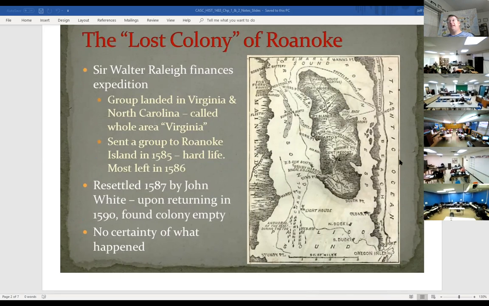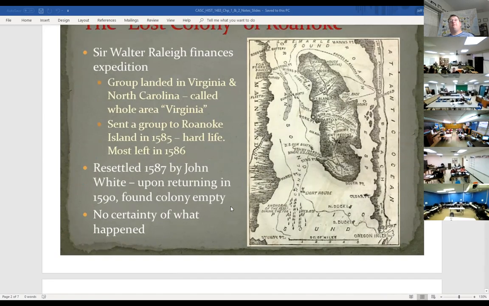And when he came back in 1590, everybody was gone. Now, there was no sign that they had to leave in haste. There was no sign of warfare. So we really don't know what happened to them. And the video we're going to watch in a moment will share 5 theories about what happened to the lost colony of Roanoke.